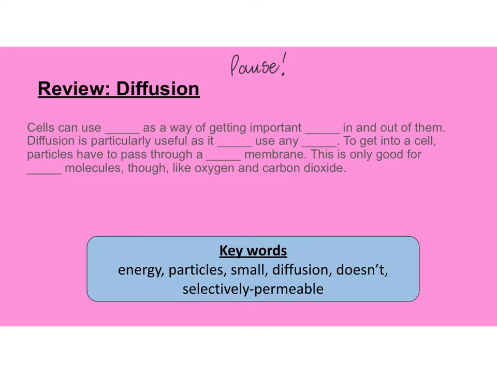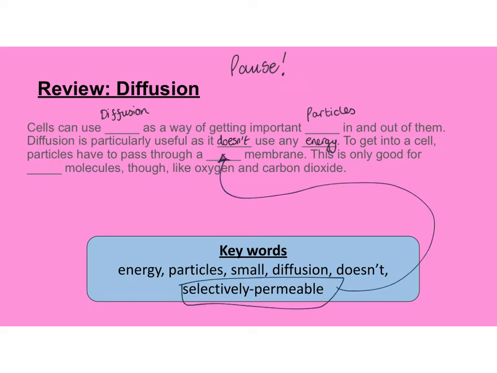Okay, so cells use diffusion as a way of getting important particles in and out of them. Diffusion is particularly useful because it doesn't use any energy. To get into a cell, particles have to pass through, and I won't be able to fit that word in, but selectively permeable membrane needs to go there. Okay, this is only good for small molecules such as oxygen and carbon dioxide.